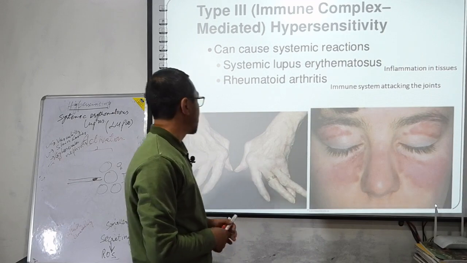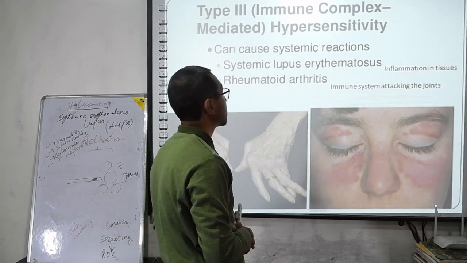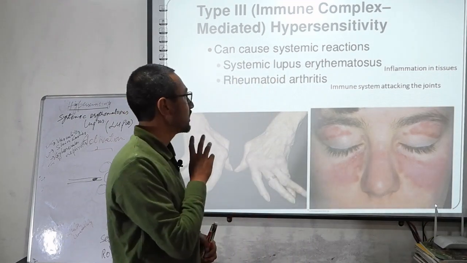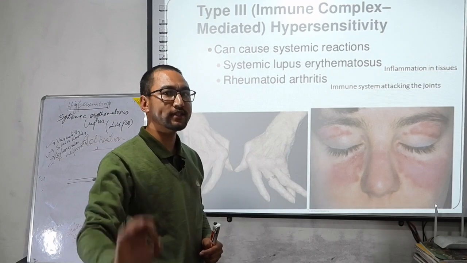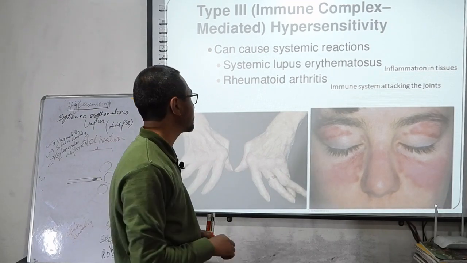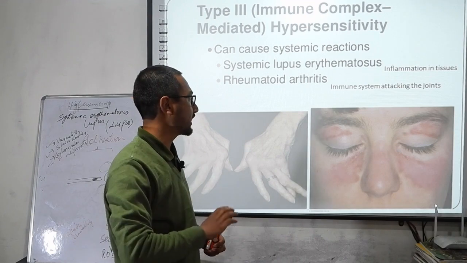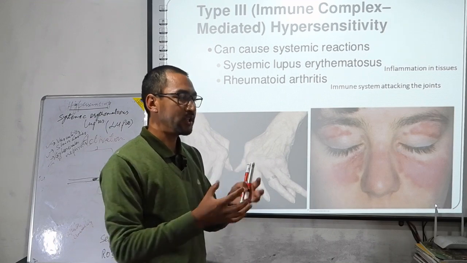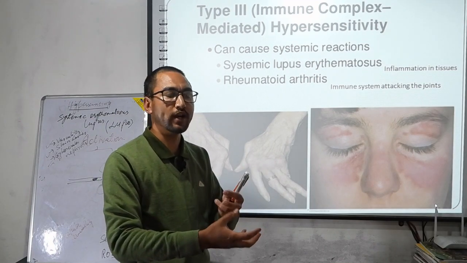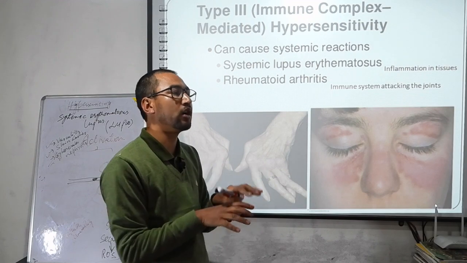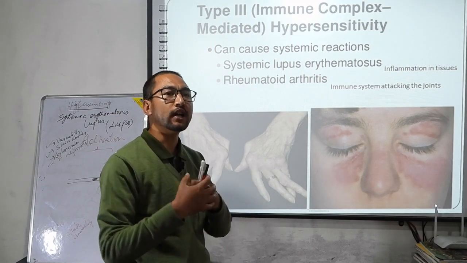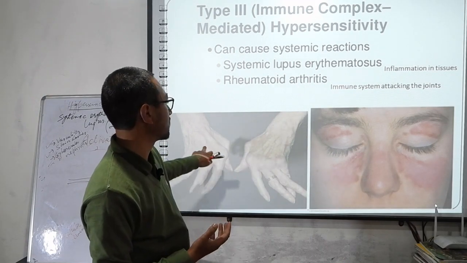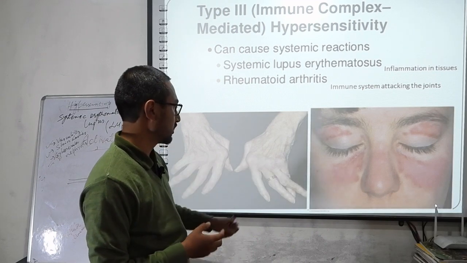So this is all about type 3 hypersensitive reaction, where we have discussed two important diseases. First one is systemic lupus erythematosus, that is inflammation of tissues, and the second one is rheumatoid arthritis, that is the immune system attacking the joints. Why? Because again these immune complexes start depositing into the joints, which finally leads to non-functioning of our joints, or there is pain in our joints. So this is how at a late stage of rheumatoid arthritis an old patient looks like.